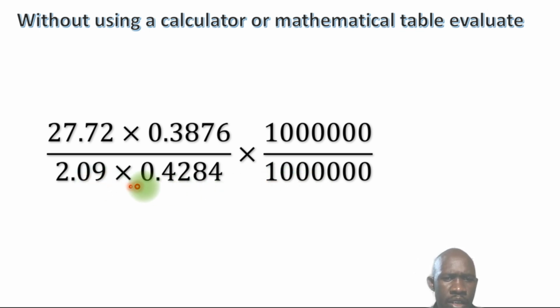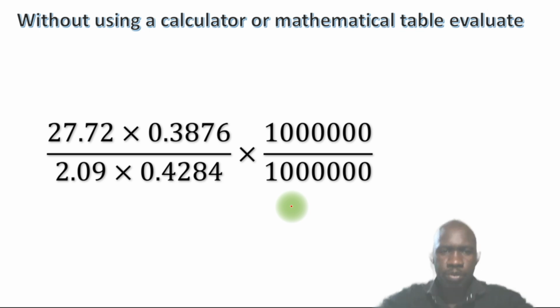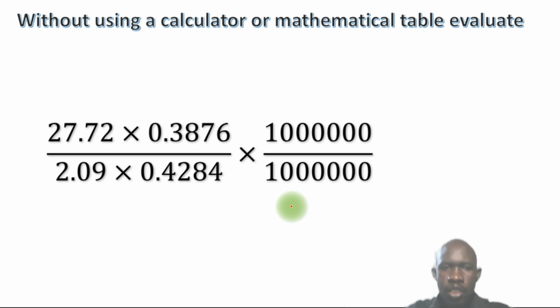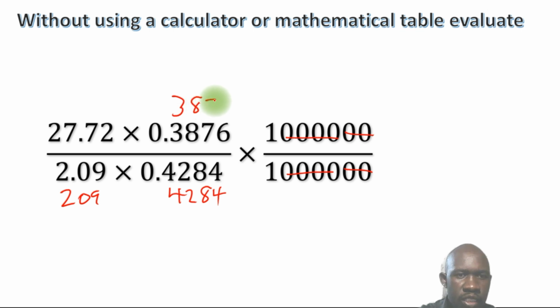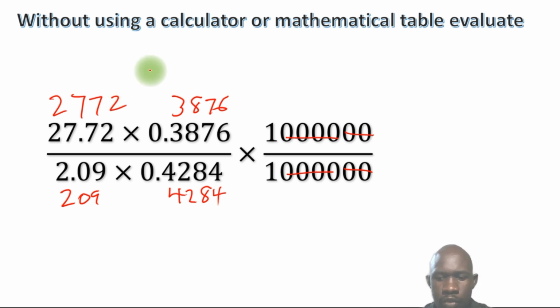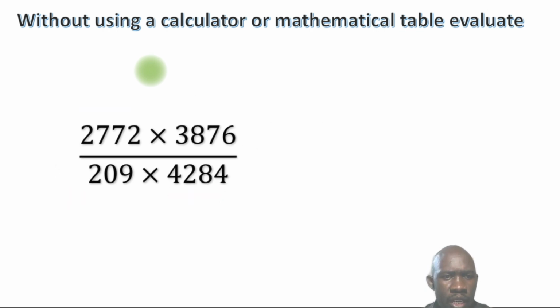So we eliminate the decimal places. In the first, the 2 decimal places are gone, so this will be 209. The other one, the 4 decimal places are gone, so we have 4284. The same applies to the numerator. 27.72 multiplied by 100, so 2 decimal places are eliminated, and the other one has 4 decimal places, so this will be 3876, and the other one is 2772. So that is what we now have, a whole number.